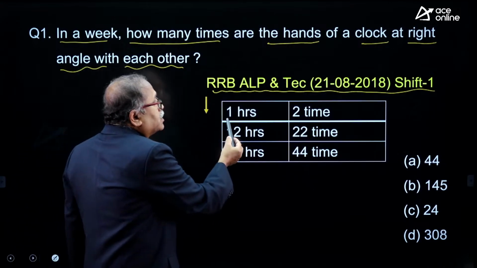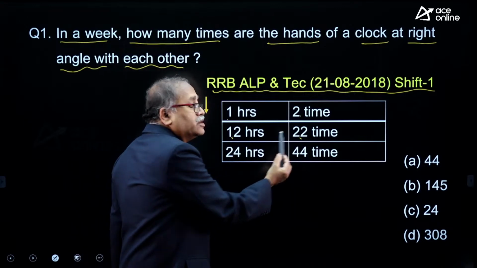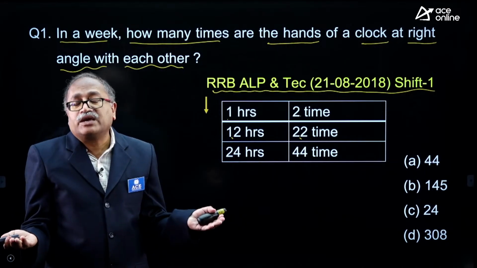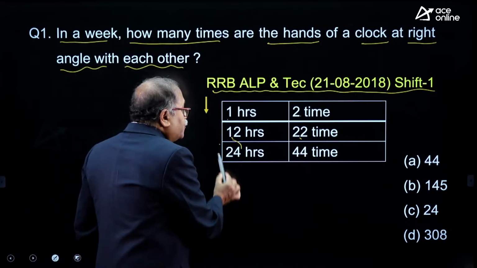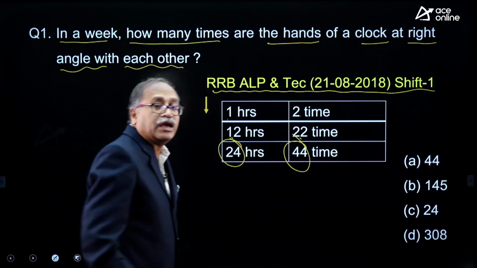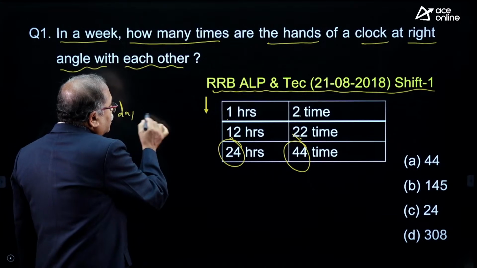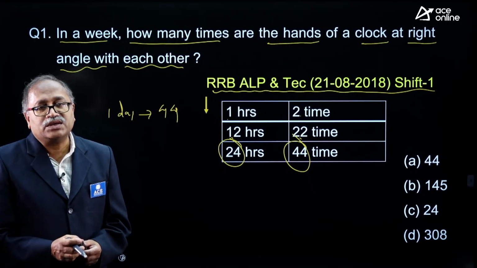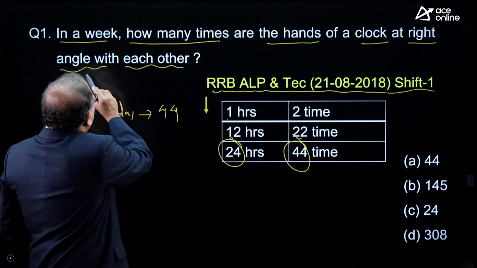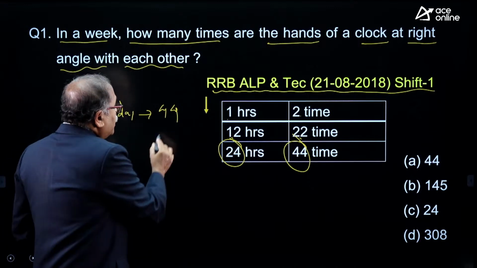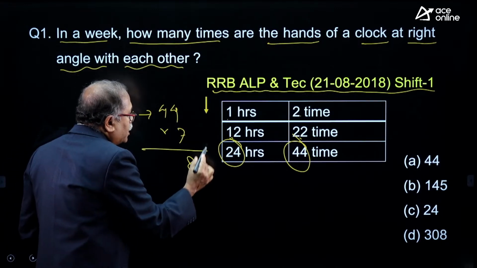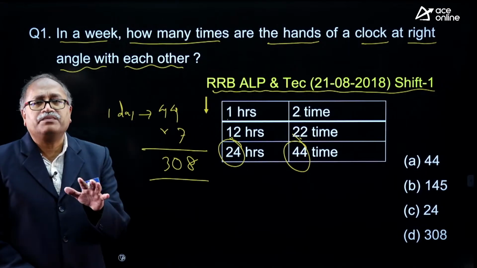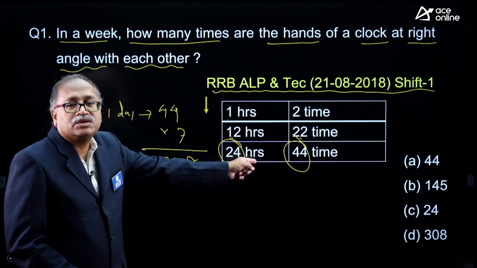So we already know about the right angle: in 1 hour 2 times, in 12 hours 22 times, and in 24 hours 44 times. If this fact is in your mind, how much time does it take to find out for 7 days? That is, 24 hours is 1 day. In 1 day, it is 44 times that the hands of the clock will be at a right angle, then for 6 days, 44 into 6. For 7 days, 44 into 7. So it is said in a week, that is 7 days. 7 4s are 28, carry 2, and 28 plus 2 is 30. The answer to my question is 308. Very simple, only 44 into 7, provided you know this table.